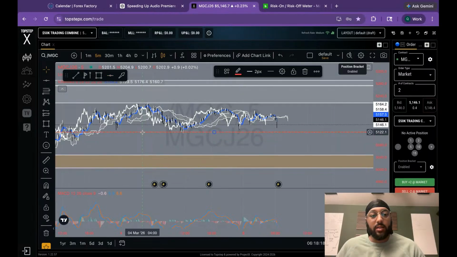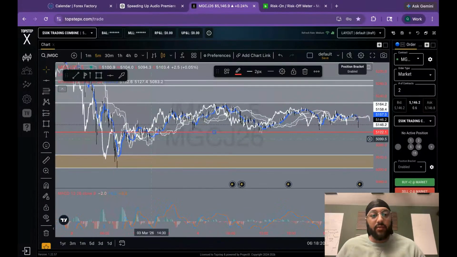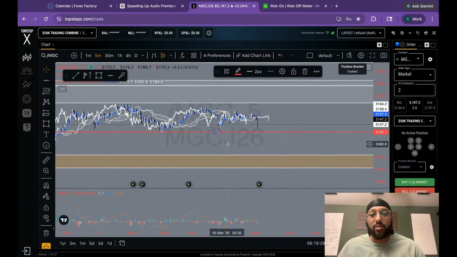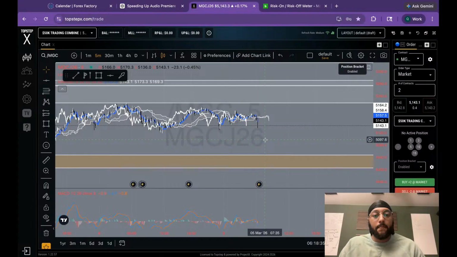But I'd like to see us kind of move out of this range. I'm sure there's decision making levels all up in here. And again, you can just visually understand that that's where decision making levels are. Not super hard, pretty intuitive.